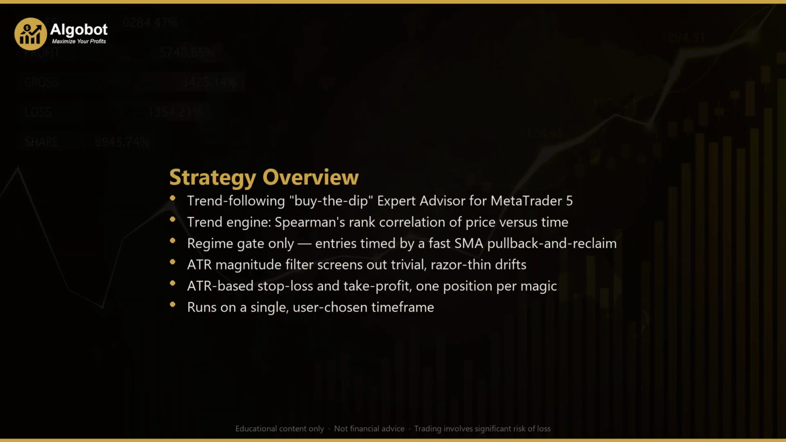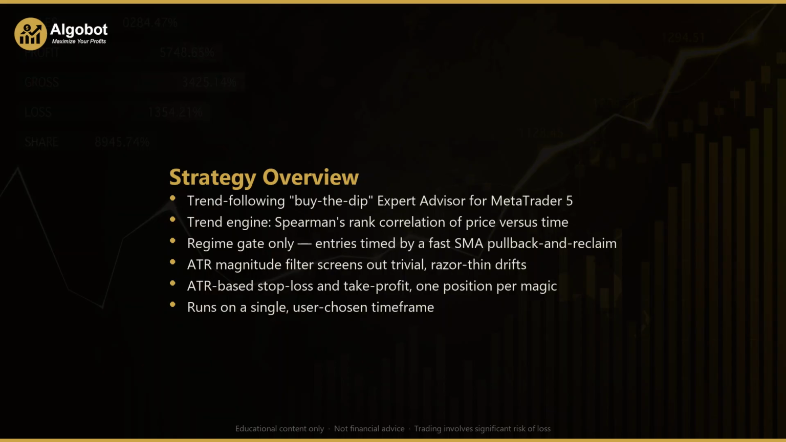Let's start with the big picture. Rank Correlation Trend Pullback is designed to join trends that are already established rather than to predict brand new ones. It can be applied to any symbol and any single time frame you choose at test time, because the core measurement is scale-free and needs no tuning per market. The heart of the strategy is Spearman's rank correlation. That's a mouthful, so let's unpack it.